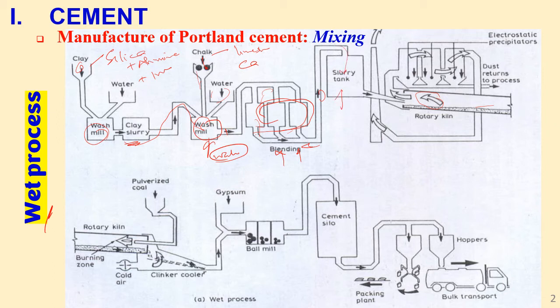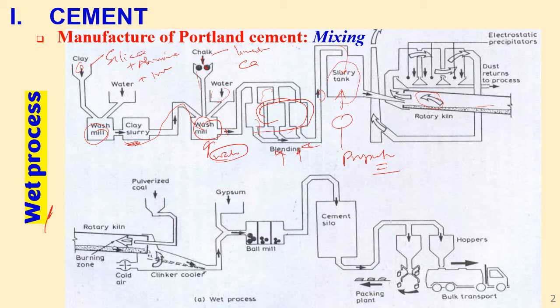And here, what we do, we can take the sample to assess the proportion. Remember, we are making cement of a certain proportion because there are different types of cement based on the ratio of the mixture, of the calcium oxide, the silica oxide, the alumina oxide. So in this tank, we can do the proportioning.